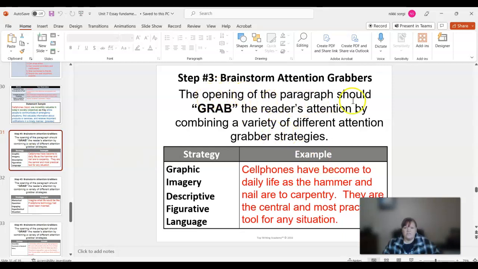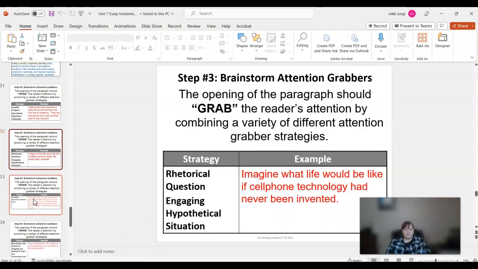So the opening of the paragraph should grab the reader's attention by combining a variety of different attention grabber strategies. So some strategies could be graphic imagery, descriptive, figurative language. So cell phones have become to daily life as the hammer and nails are to carpentry. They are the central and most practical tool for any situation. So when you guys are writing your attention grabber, your hook, give it something interesting about the career you're choosing. What could be fascinating? What could be interesting? What is something that not everybody knows? That's a good way to go with your first sentence.